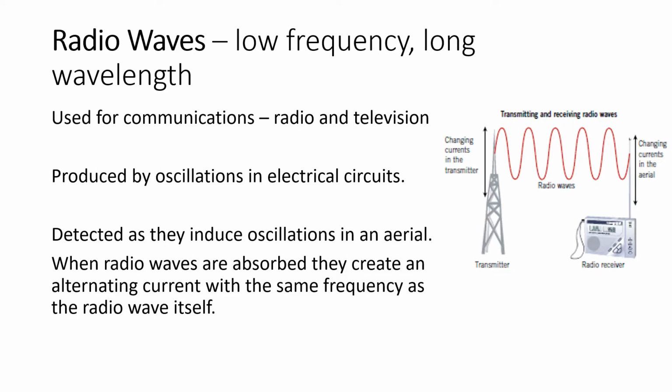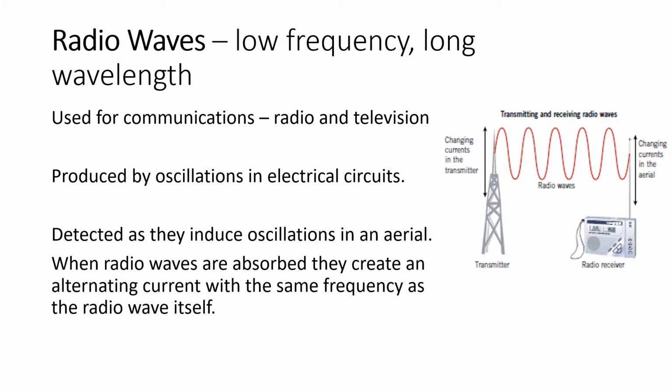Radio waves. These are the low frequency, long wavelength waves. They're used for communication such as radio and television. What happens is an oscillation in an electrical circuit, sort of like an alternating current, sets up an electric field that moves out from that wire. This is the aerial that produces the radio waves. The electric and associated magnetic field travel out from the aerial, and they might reach the aerial on a radio.